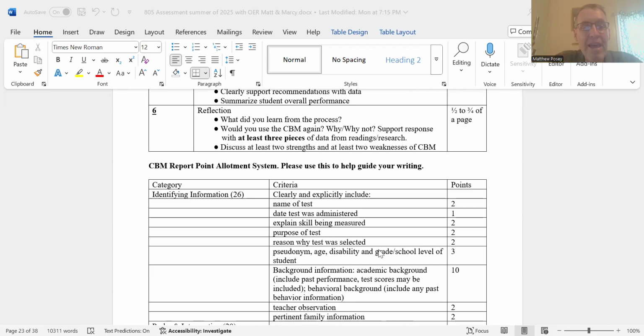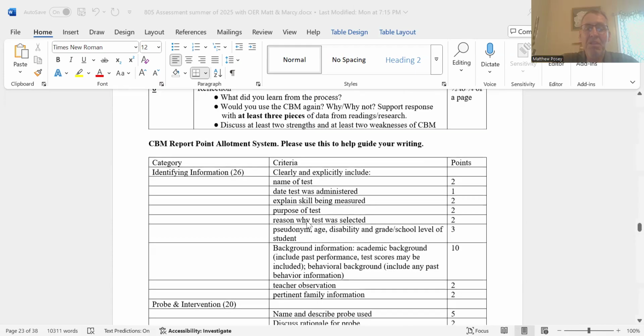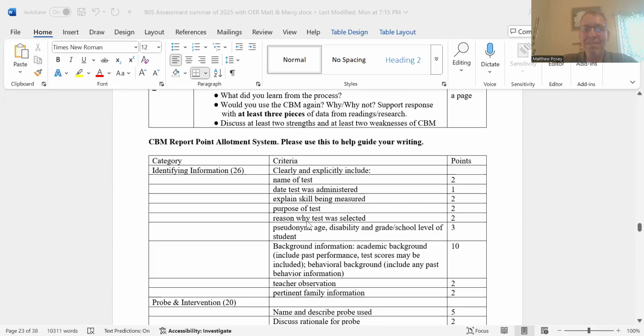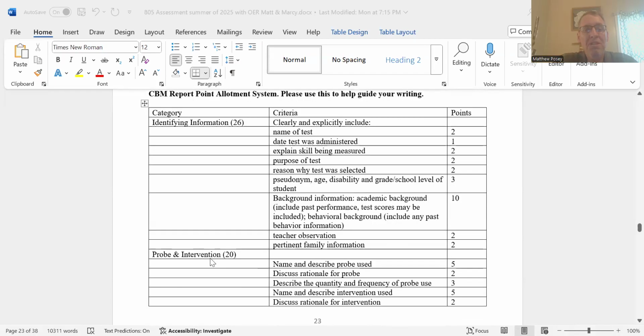So remember, we have our identifying information. For this report, it more or less combines the background information in addition to the identifying information into one section. So a little bit of a change there from what we're used to. Moving down to our next section is the first of two new sections. We talked about this last week.